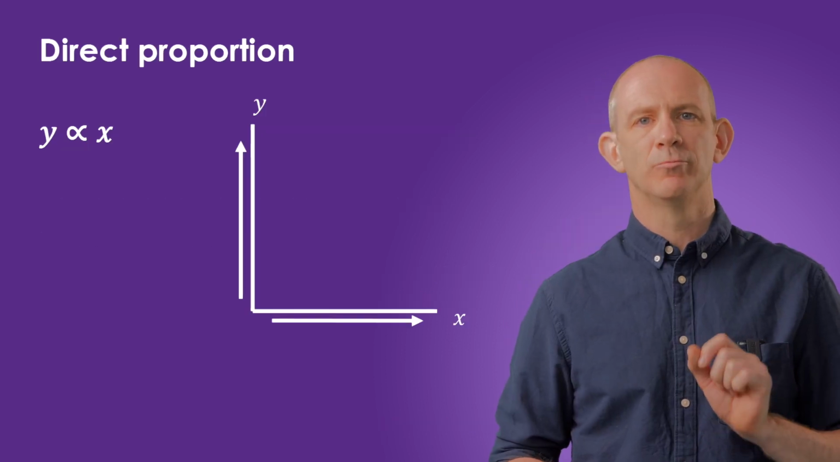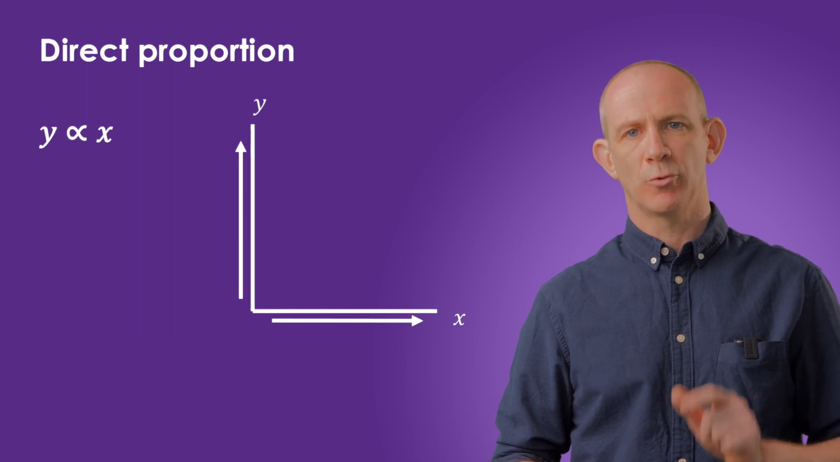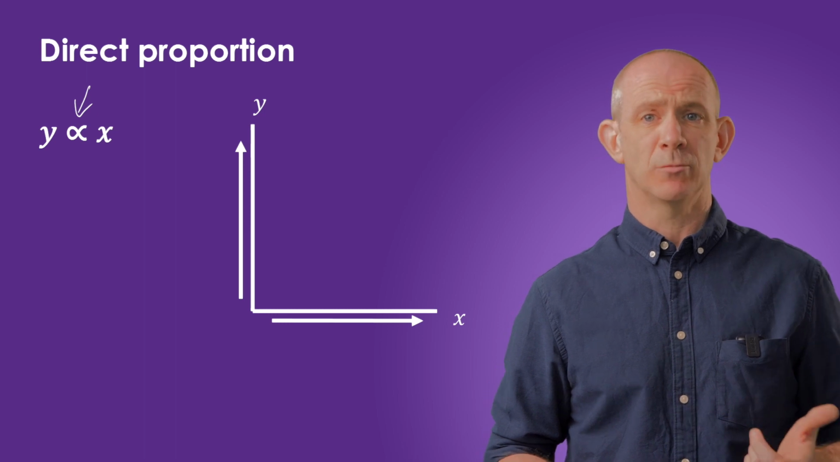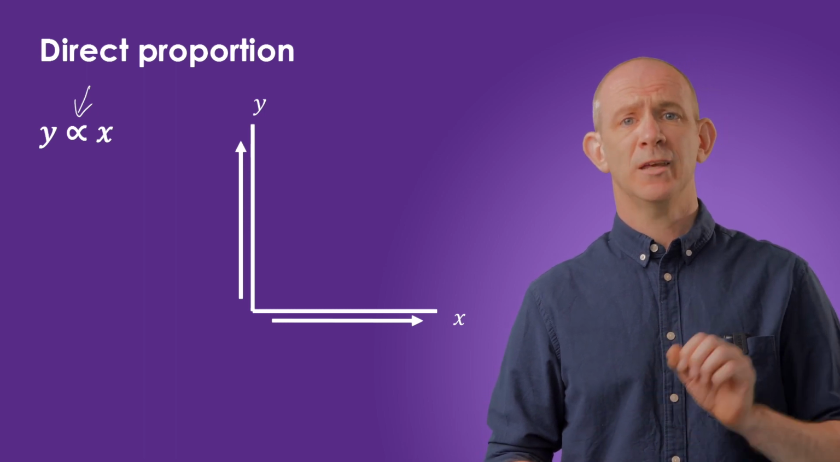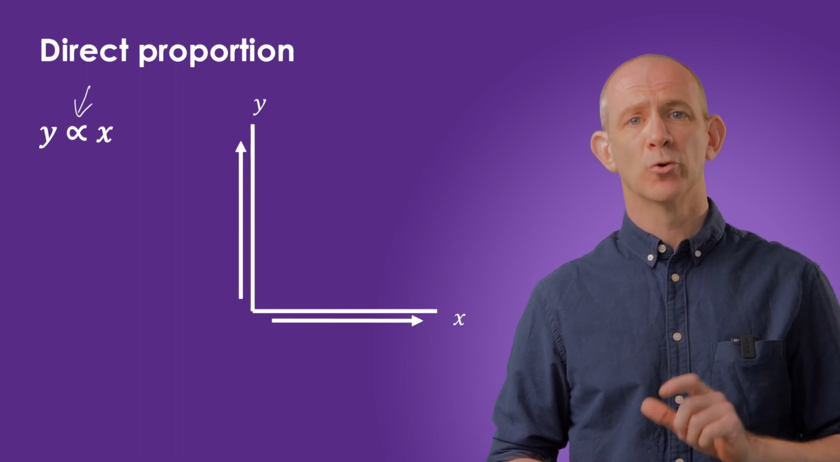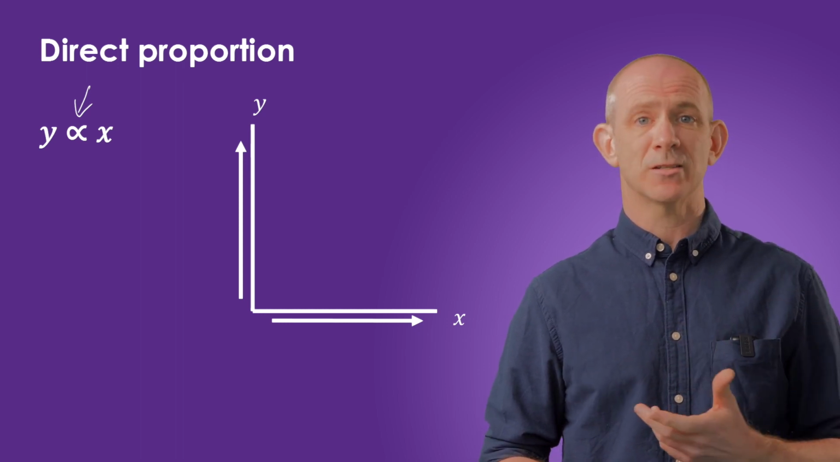Here we have a simple proportion of y is proportional to x. This symbol is referred to as the proportionality symbol. Simply put, this means that as x gets bigger, so does y, by a proportional amount, which is referred to as a direct proportion.